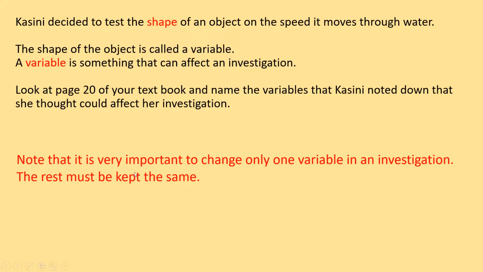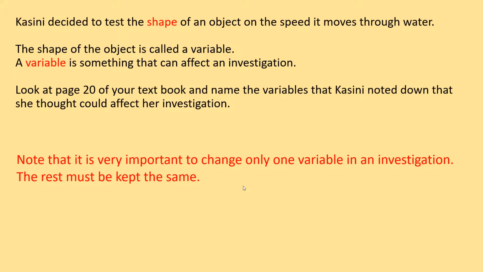Note that it's very important to change only one variable in an investigation. The rest must be kept the same. To test the shape, I should keep the temperature, the mass and the volume of the cylinder constant. I will not change these 3. I will change the shape.